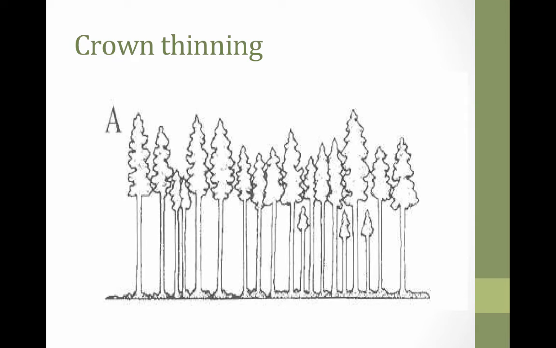So a crown thinning. So again, we're thinning within the dominant and codominant layer. And any tree that is not interfering with a dominant or a codominant can be left and served as a trainer. So what do you think? Which trees would you take out?